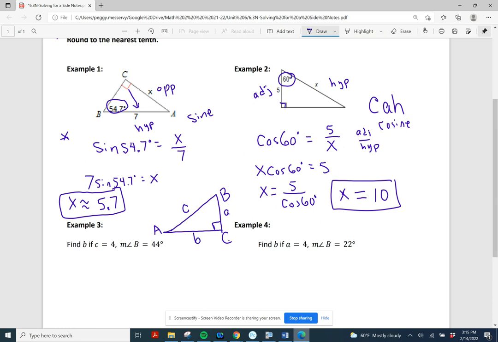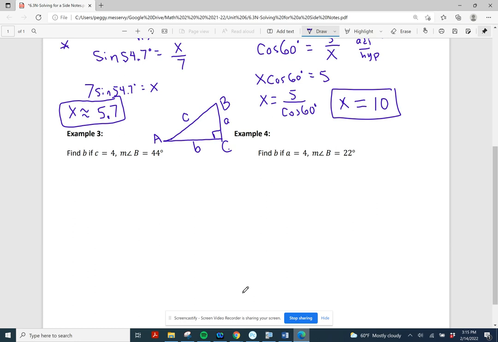So look at the setup. Little a is opposite angle A. Little b is opposite angle B. And the hypotenuse is opposite the 90-degree angle, which is always going to be vertex C. That's the setup that we need to remember.